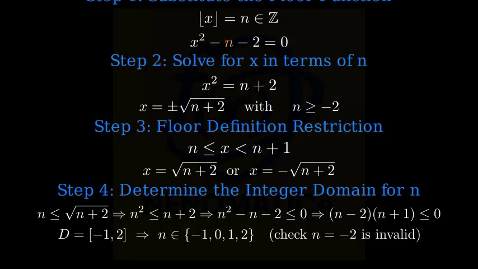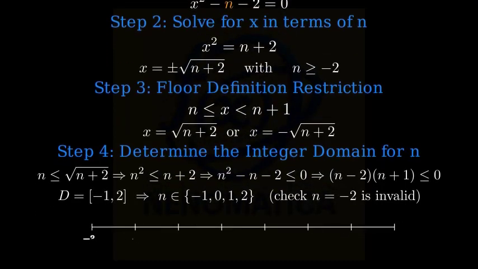Checking the negative or small values also supports that the relevant domain to test is n in the set negative 1, 0, 1, and 2. Note that n equals negative 2 fails the floor check because it would force x equals 0, but floor of 0 is 0, not negative 2.